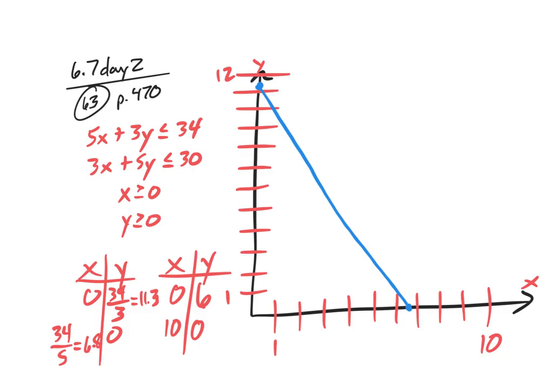We're going to connect those together. I'm going to label both of those so we know what those numbers are representing. Then we're going to go 0, 6. And we're going to go 10, 0.